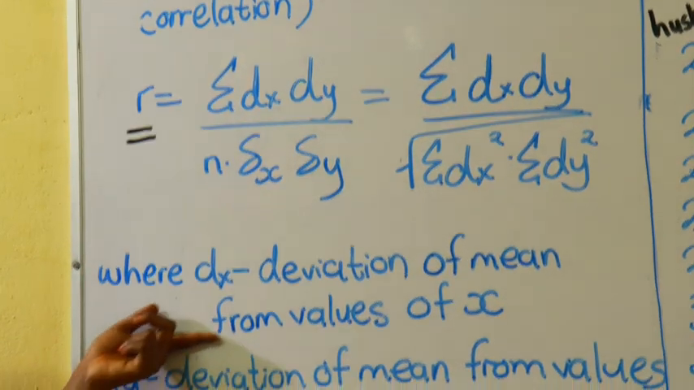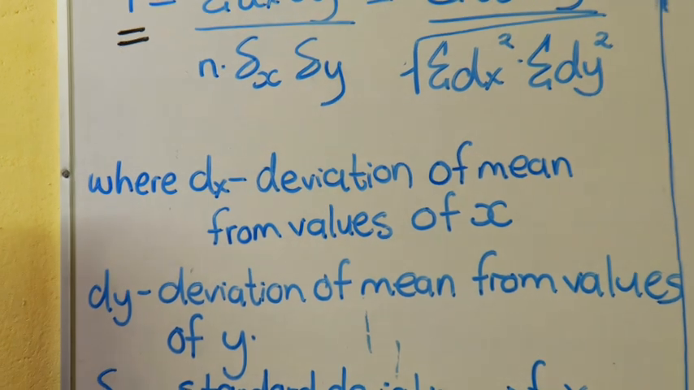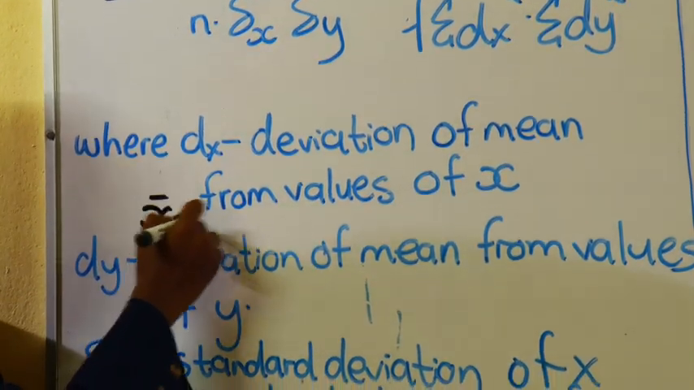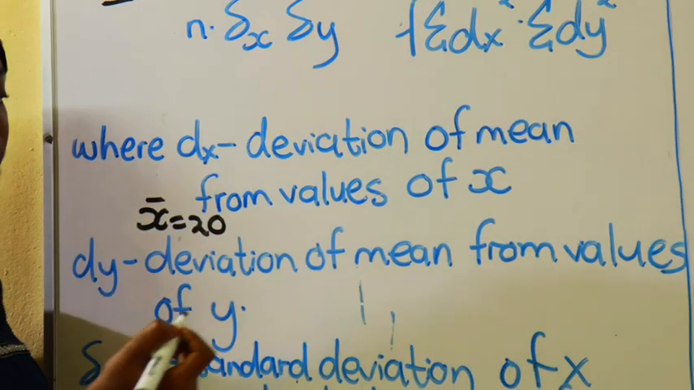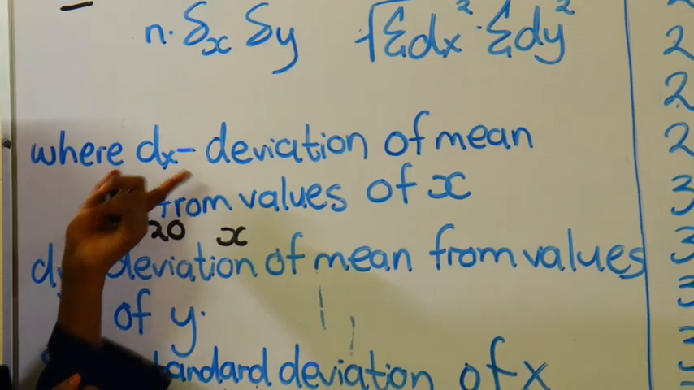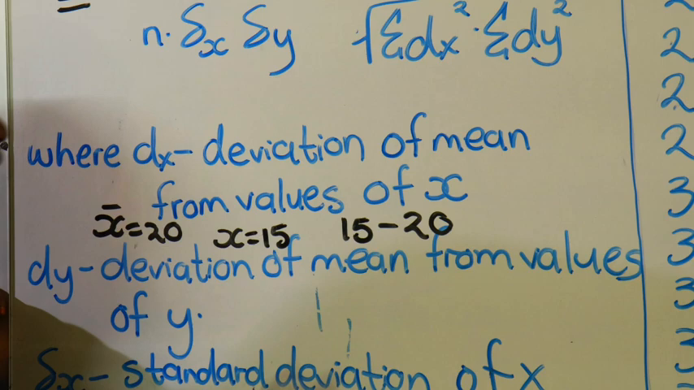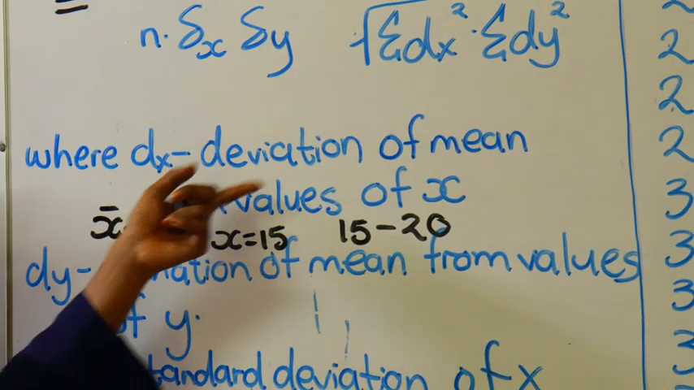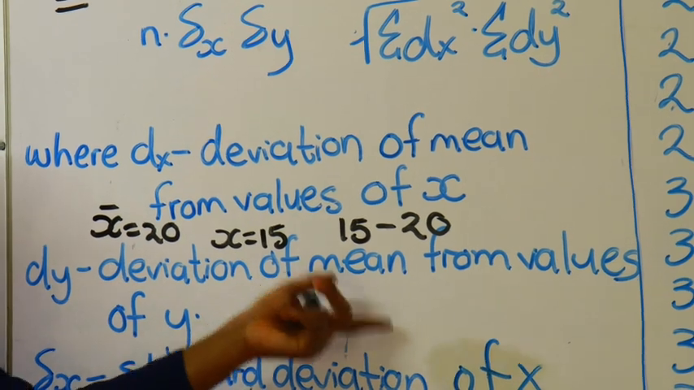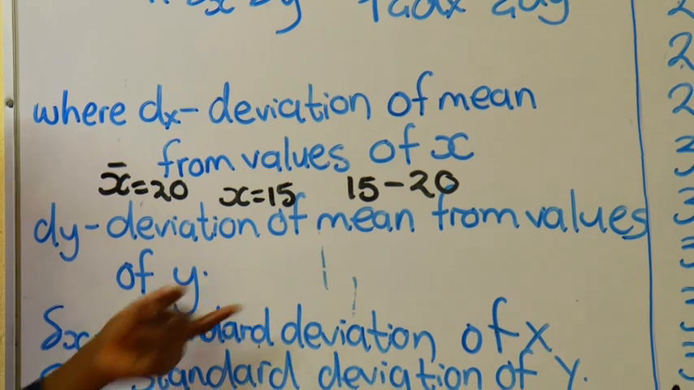So dx is basically the deviation of the values of x from the mean. Say your mean, which is written as x bar, is 20, and one value of x is 15. So when you want to find dx, you take 15 minus 20. That is how you calculate deviation from the mean for values of x. For dy, the deviations from the mean of y, you find the mean of y and then you take the deviations.